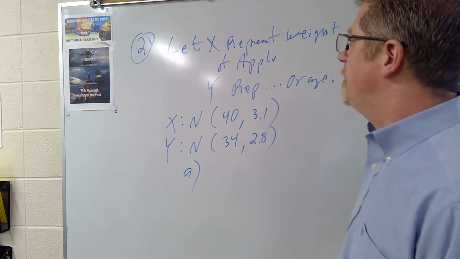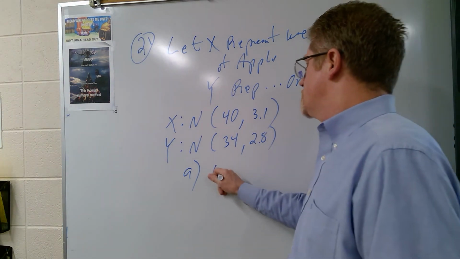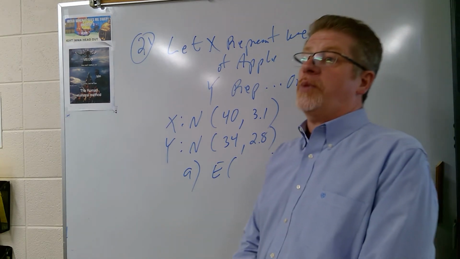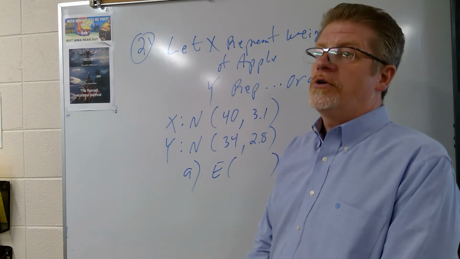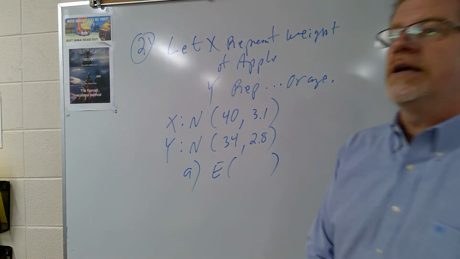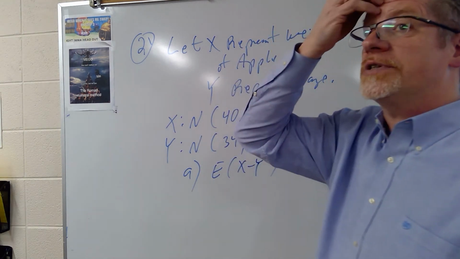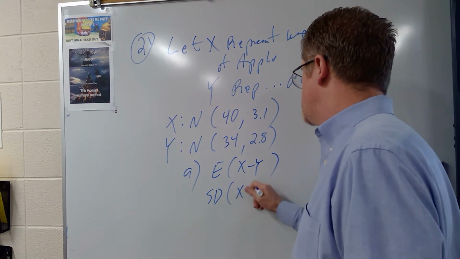What is the expected difference in weight, and what's the standard deviation? So, what is the expected difference in weight between a randomly selected apple and a randomly selected orange? Well, first of all, what model are you going to use? I see people at the sideboard using X minus Y as their model, which is the correct model for the difference in weight. So would you please take a moment to find the expected value of X minus Y and standard deviation of X minus Y?